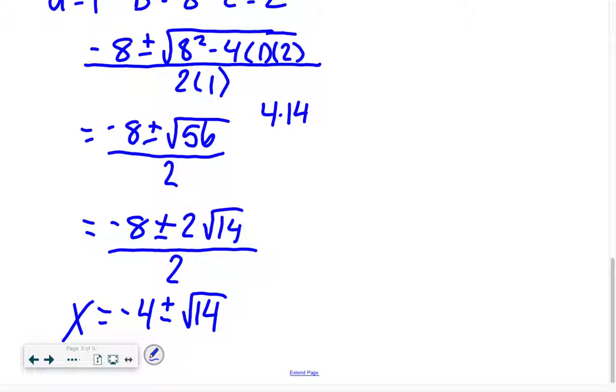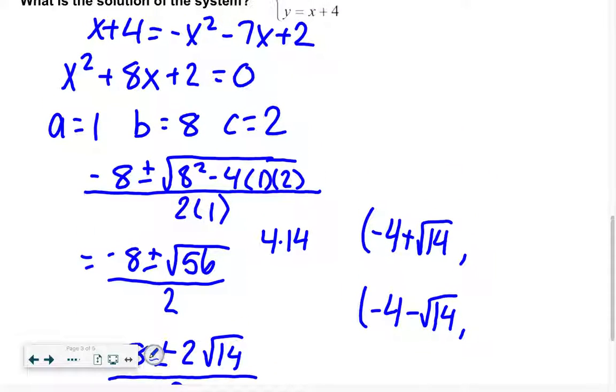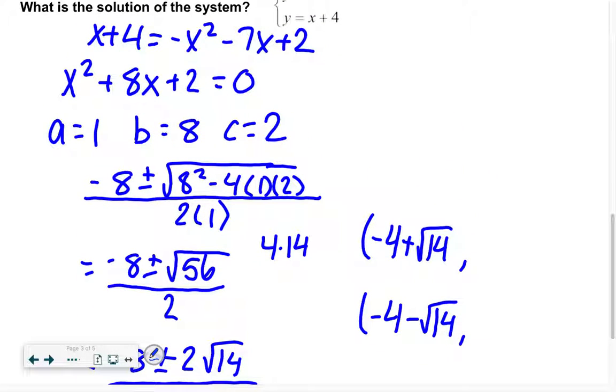Okay, so that means my points are -4 plus square root of 14, comma something, and -4 minus square root of 14, something. Right, those are my two x values. I know they look super ugly, but if you plug them into that bottom one, if I add 4 to -4, what do I get out? 0. So I'm just left with the square root of 14. And here, if I add 4, I'm just left with the negative square root of 14.